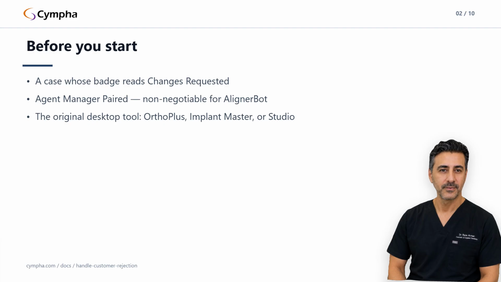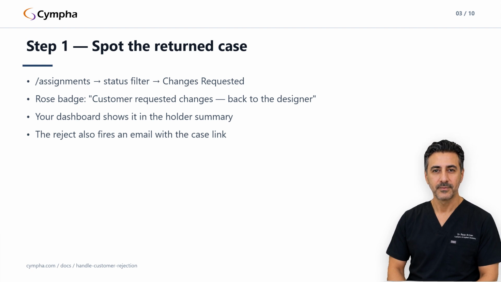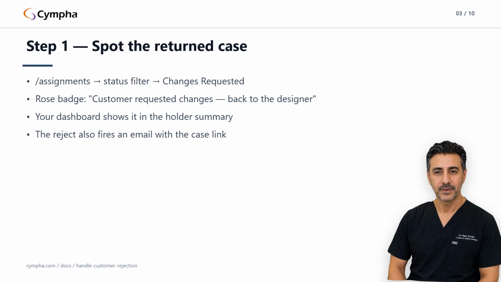Second, your dashboard. The same case shows in your holder of summary when it's at the top of your queue. Third, your inbox. The customer side reject fires an email to you with the case link. Click through to the case detail. You'll see the Changes Requested badge and the Designer Actions panel restored, though note the Request Approval button is not back yet. It only reappears once the case returns to designing, and we'll use that fact deliberately at the resubmit step. How you read the feedback depends entirely on the category, so let's take the simple case first.